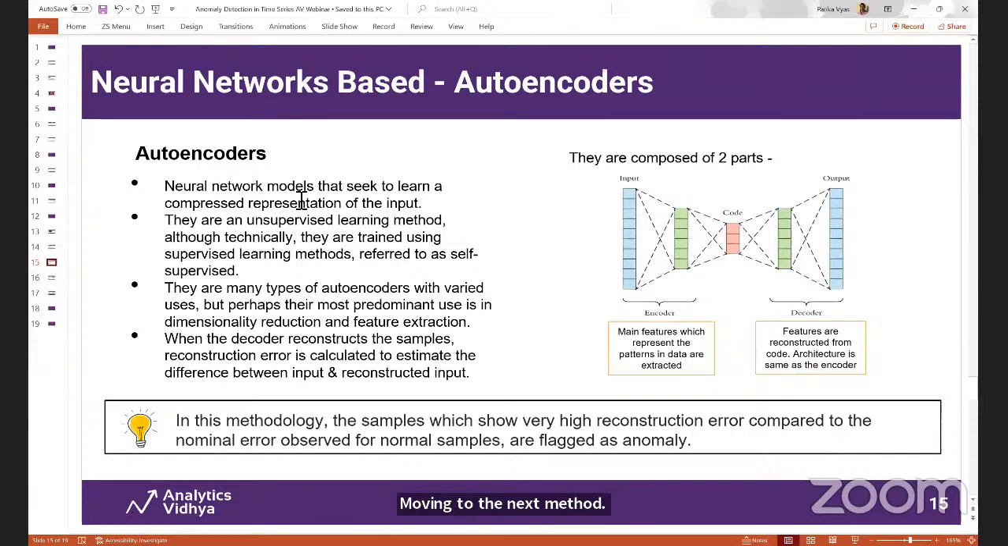So autoencoders. I think autoencoders are widely used across different techniques, especially NLP and graph-based approaches, right?